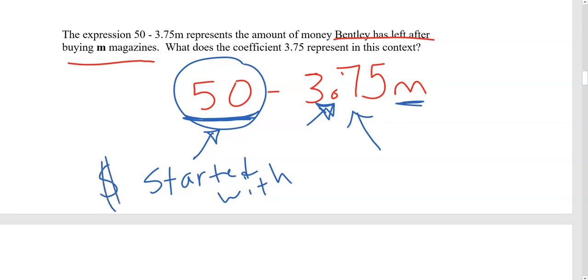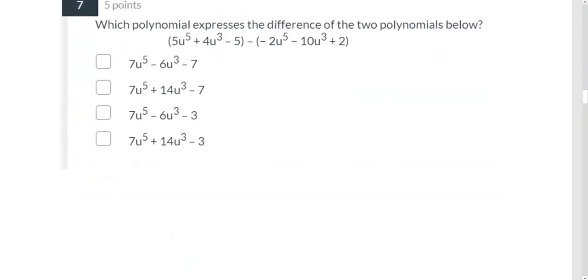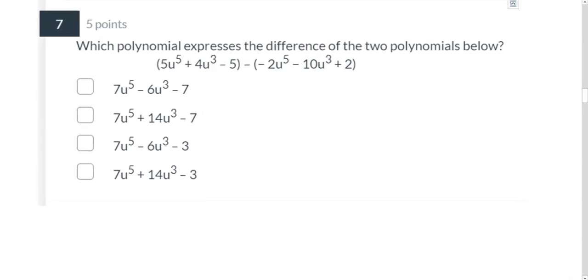If they ask for the coefficient, and remember, coefficient is just the number in front of a variable, that represents the cost of the magazines. Okay, so just make sure you figure out which one's which. And coefficient, there's another question on that eventually where they just ask for a coefficient.